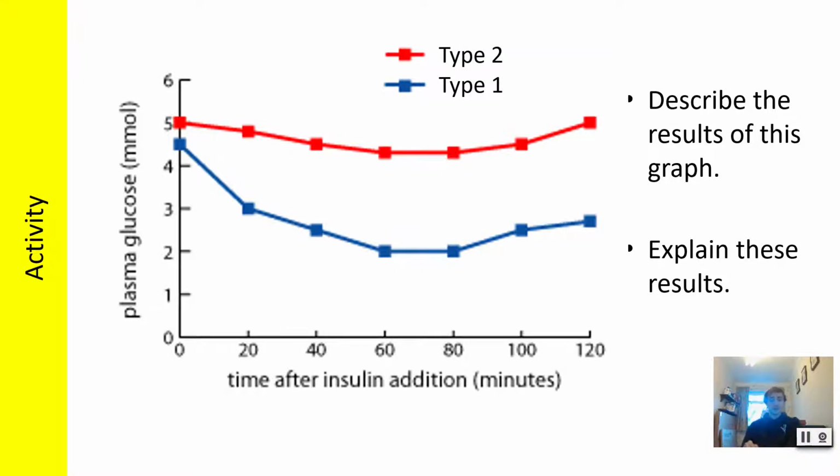And the answer to the explanation is, people with type 1 diabetes don't have enough insulin, so when you inject them with insulin, it causes their glucose to be stored as glycogen. People with type 2 diabetes already have enough insulin, their cells don't respond to it, and so injecting them with insulin has almost no effect on their blood glucose.